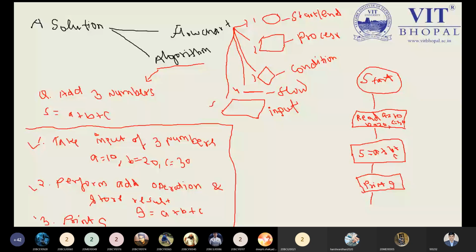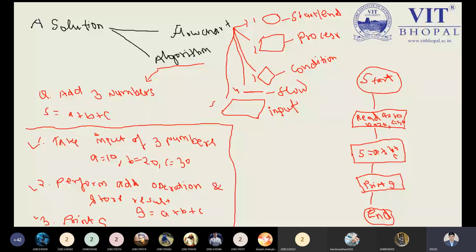What is the simple option? I can use the end or stop keyword. It's up to you what you use. Both keywords are applicable to stop the flowchart. Now this is a flowchart of the problem to add three different numbers. Is it clear to all?